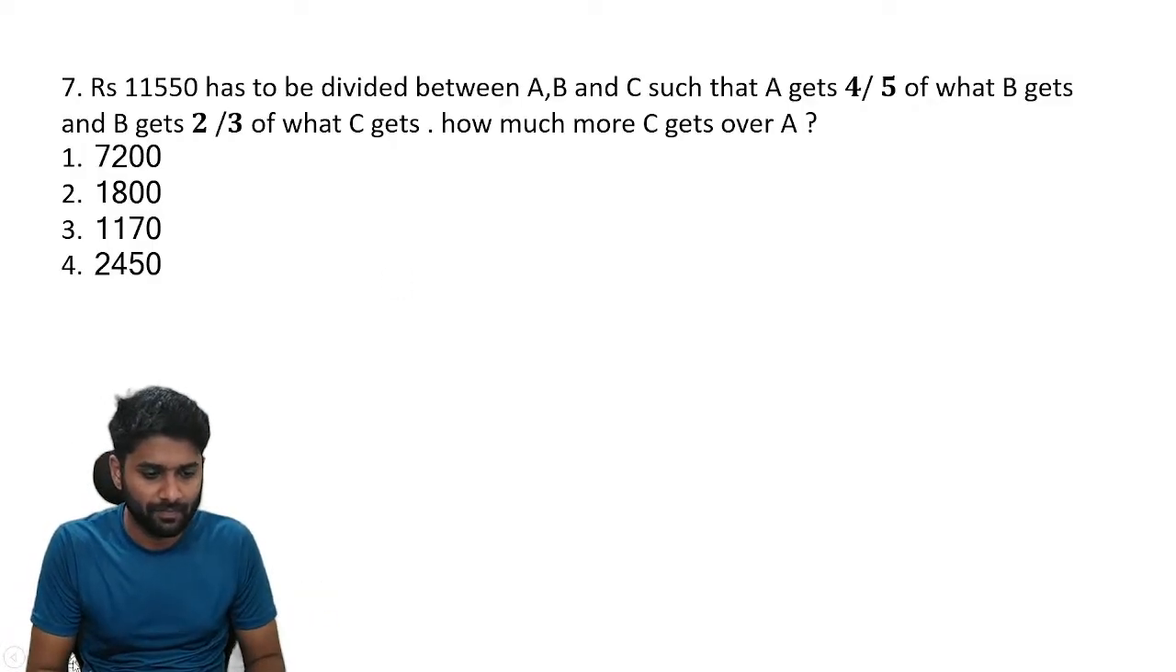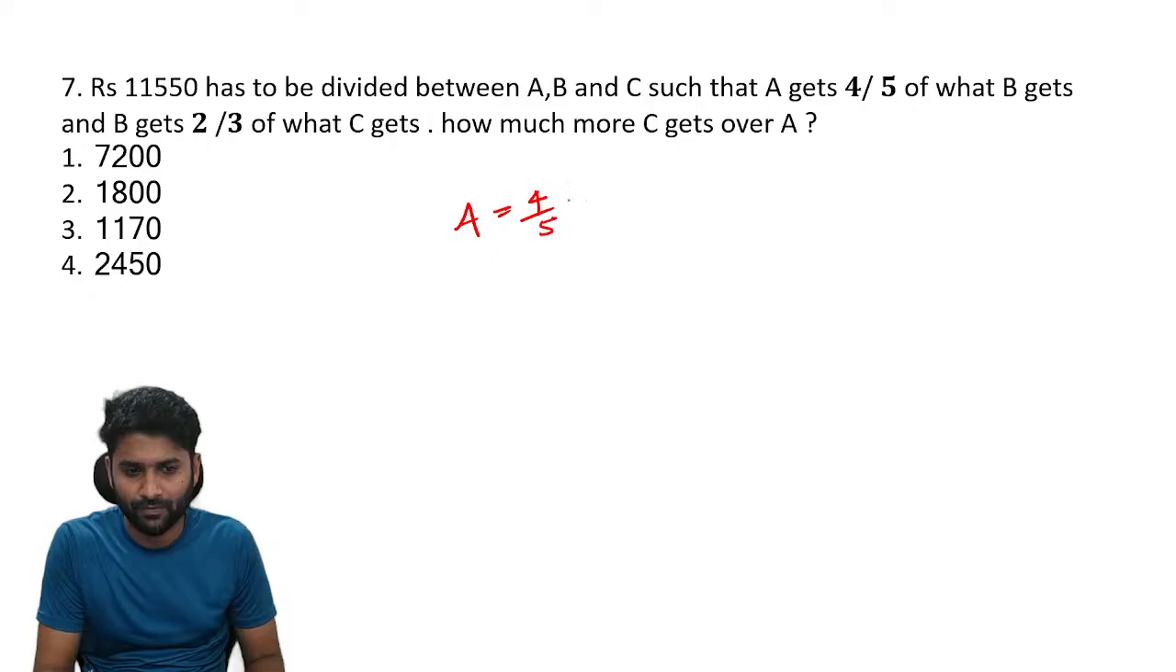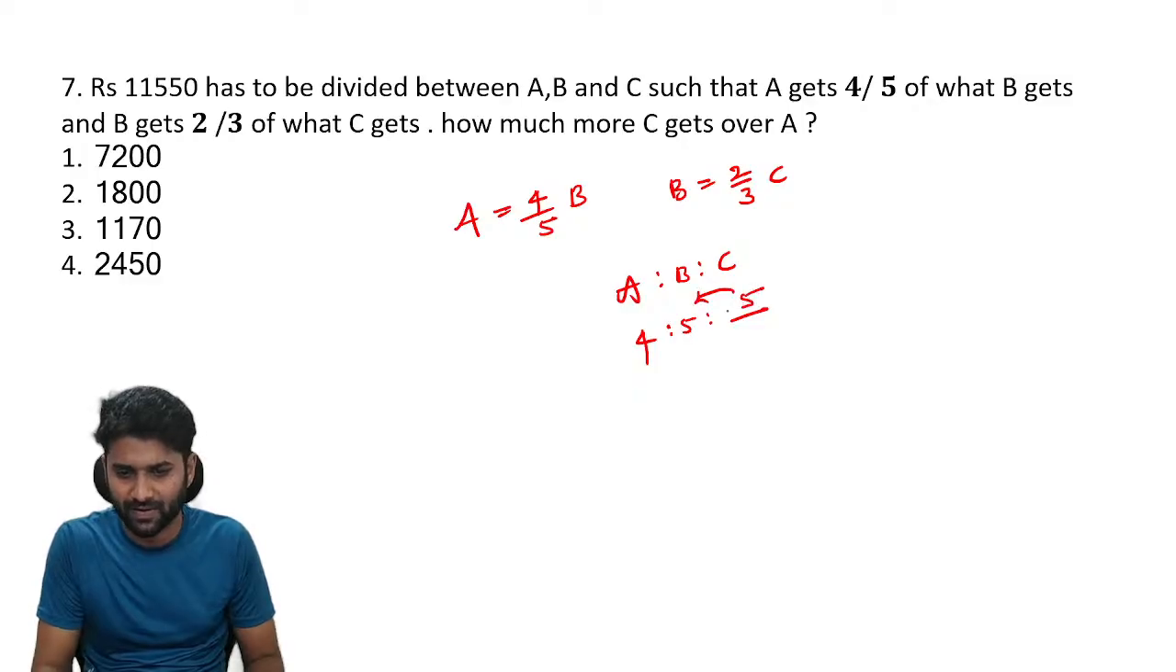Now see, let's find the A:B:C ratio. A gets 4/5 of B. B gets 2/3 of C. A is to B is 4 is to 5. C is not given, so replace it with the previous 5.